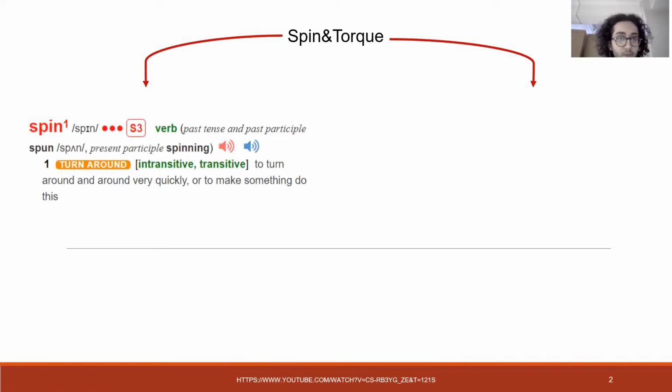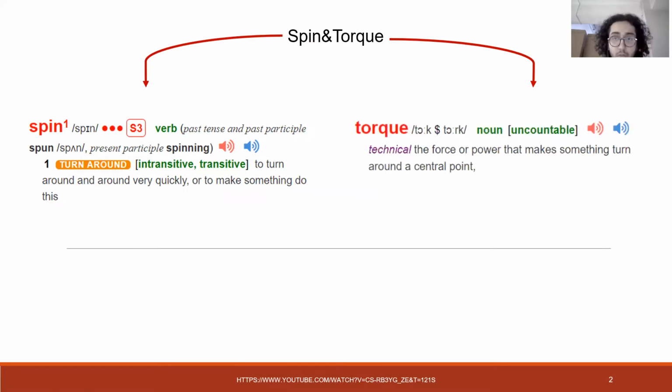Let's examine the words. According to the Longman Dictionary, spin means to turn around and around very quickly, or to make something do this. What about torque? Torque means the force or power that makes something turn around a central point, which exactly matches the definition in terms of pure physics.